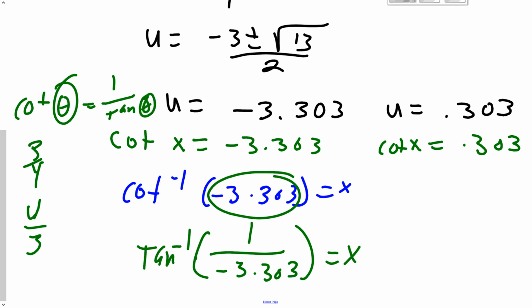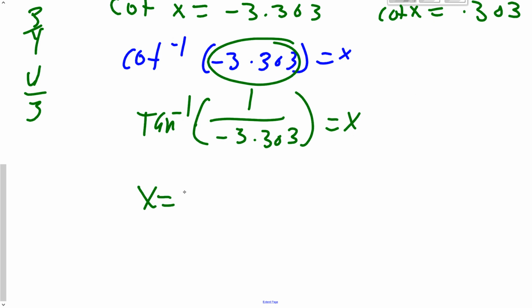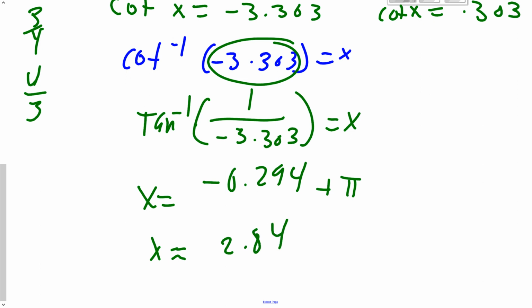So I type that in my calculator, and because I get a negative answer here, negative 0.294, I need to add pi to that. Alright, so I add pi to that, and I get approximately 2.84. So there's my answer to that. And then if I add another pi to that, I would get another answer. And in this problem, they want all solutions.